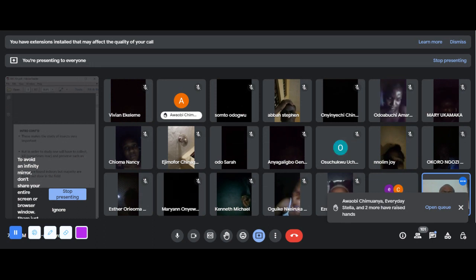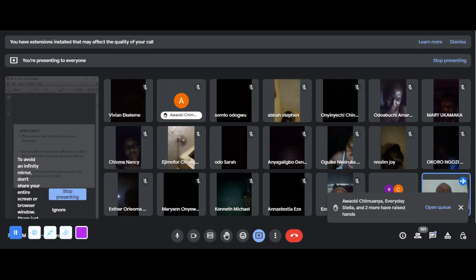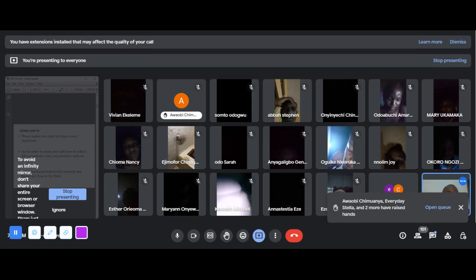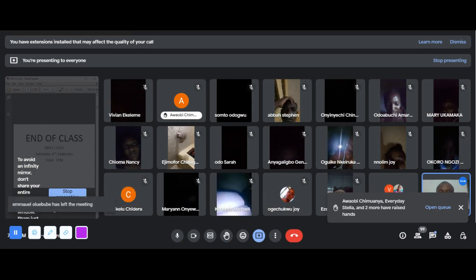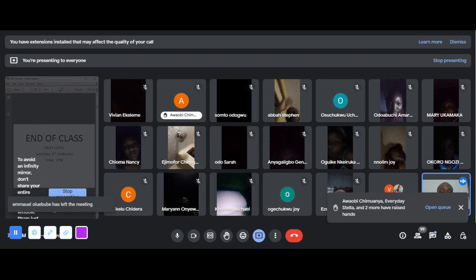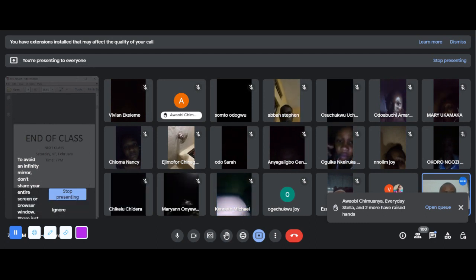So you see, all this I have just mentioned makes the study of insects very, very important. But in order to study them, one has to collect these insects, kill them, and preserve them. Some insects are found indoors, but the majority are found in the field, outdoors. This is where we ended our class the last time, so we continue from here.